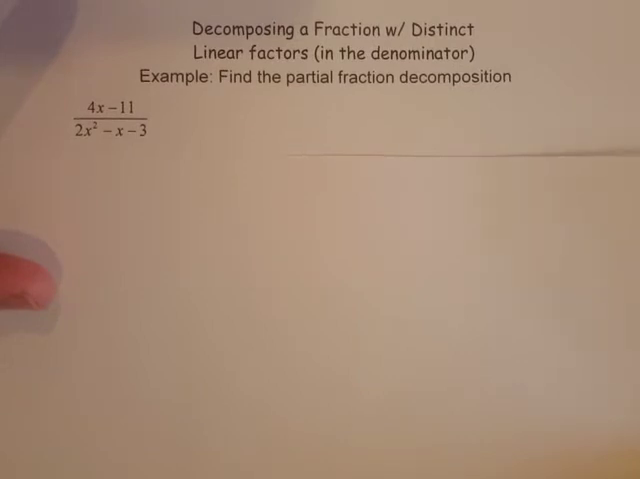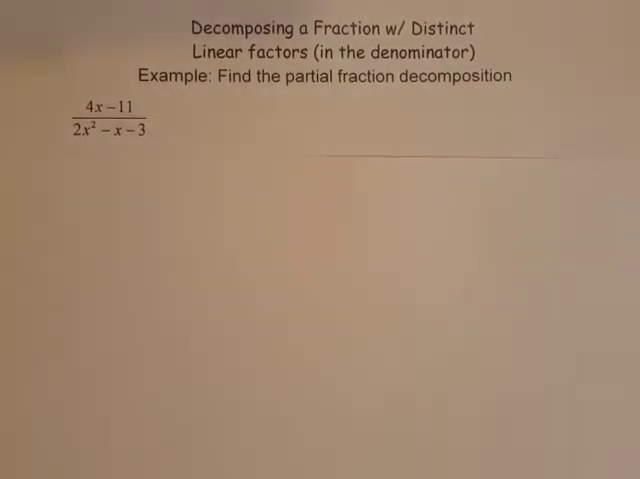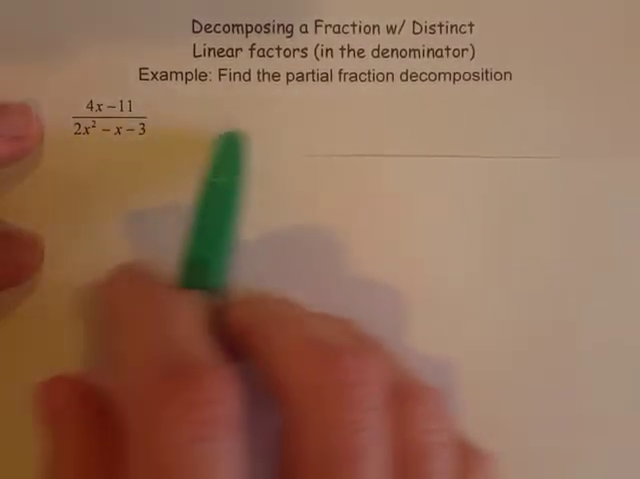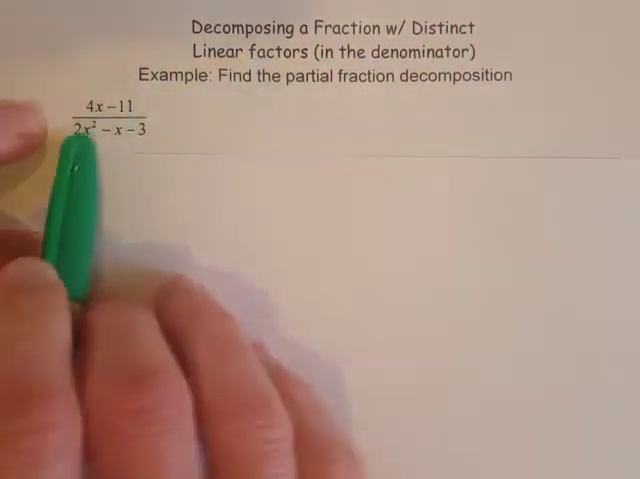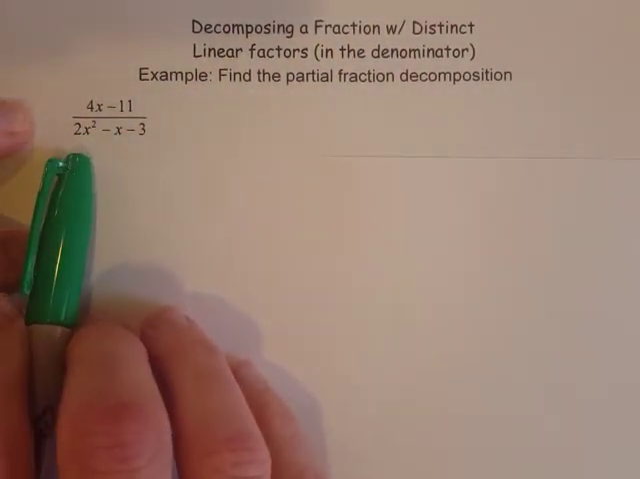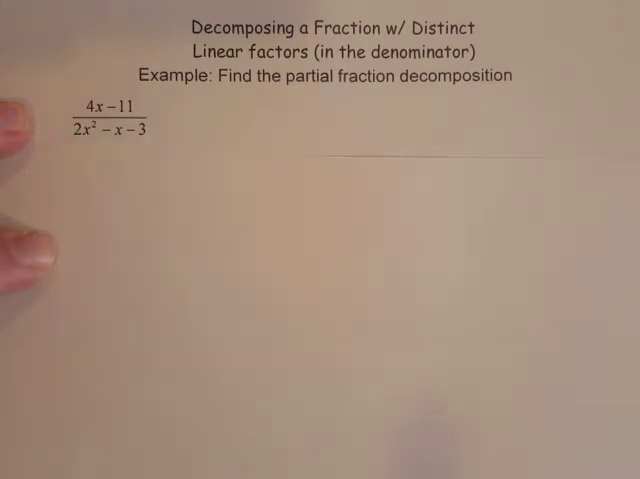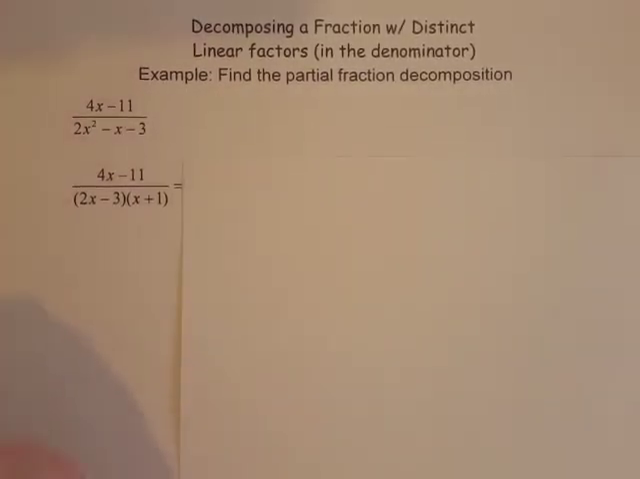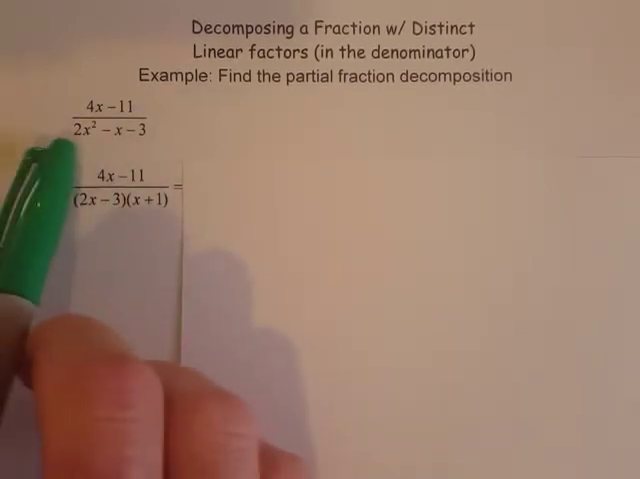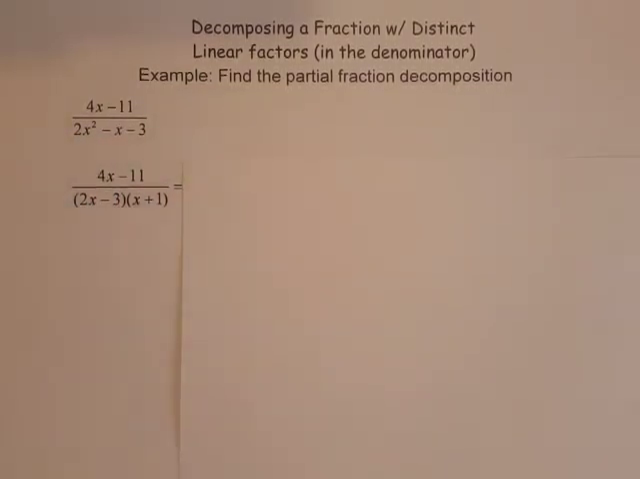Here is the main example that I would like to look at for this first case. We have a fraction with, this is supposed to be distinct linear factors, but you'll notice that this is quadratic in the denominator. So what we actually have to do first is we're going to need to factor this. That's really the first step on all these problems, is you want to be able to factor that denominator first. So I have that factored as 2x minus 3 and x plus 1. Maybe pause the video if you need to go back and check to see how that factoring works.